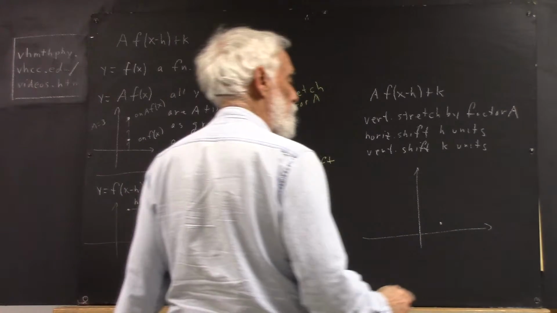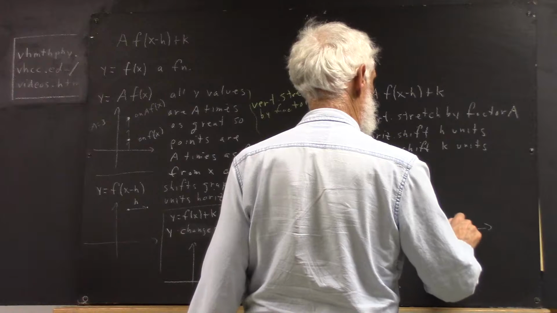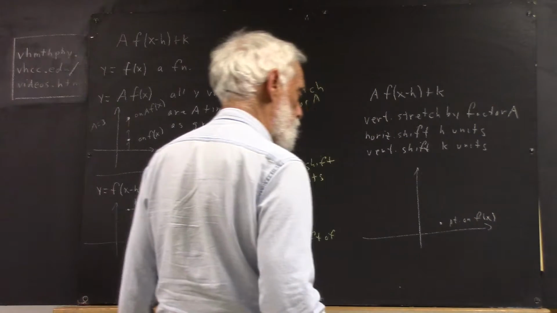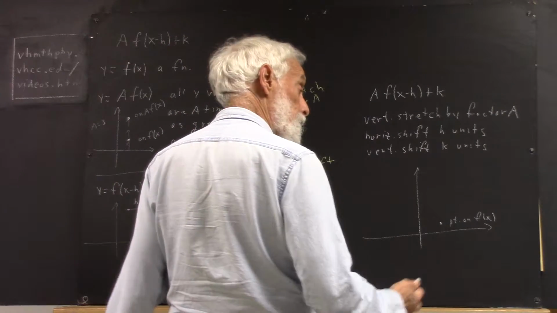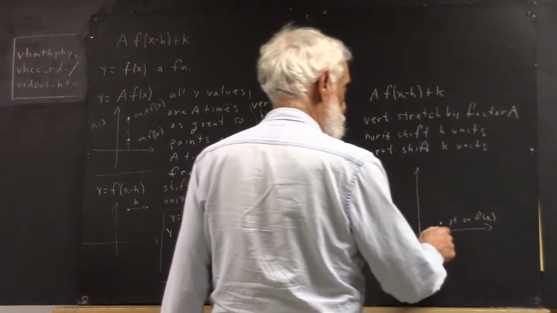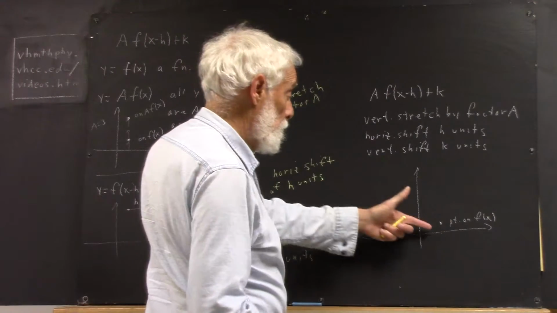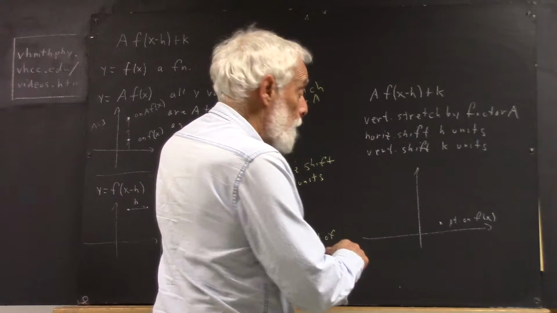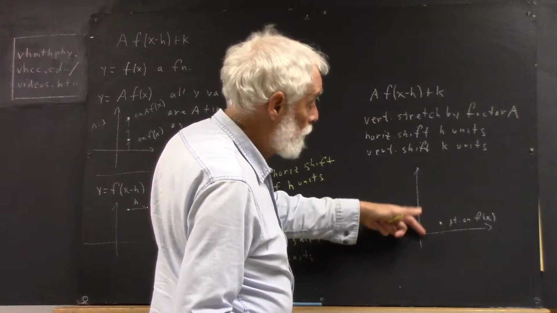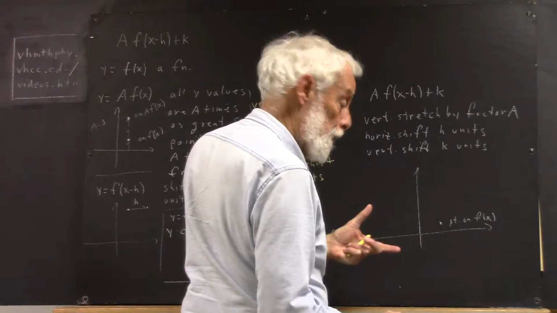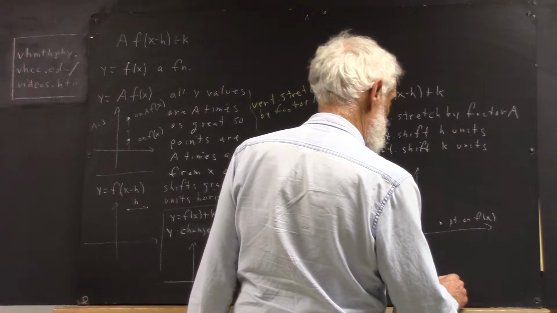here's your point on the f of x function. Okay, then a is going to move the point a times as far from the axis. Now if a happens to be negative, it could move it on the other side of the axis, but still a times as far.